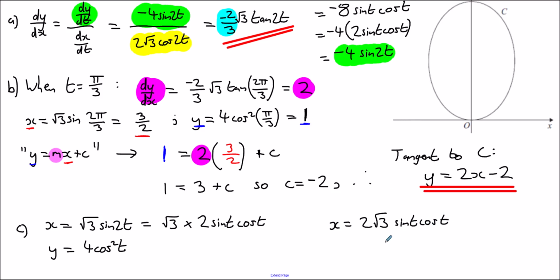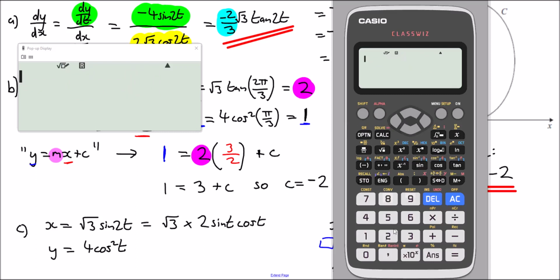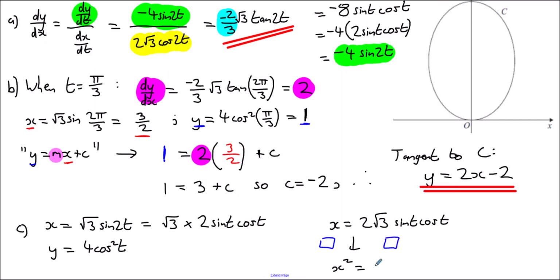If I now square both sides, literally square them, being quite lazy about just drawing in a square instead of actually writing the word square, I have that x squared equals 2 root 3 all squared. If you want to do this on a calculator, let's just do that. 2 root 3 equals, square it, you get 12. So x squared equals 12 sine squared t cos squared t.